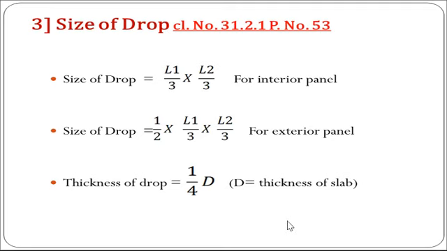Step number 3, size of the drop. Again we use IS 456 2000, page number 53, clause number 31.2.1. Size of the drop is equal to L1 by 3 by L2 by 3, that means a square, for the interior panel. Similarly, for the drop at the external edge of the slab, we provide 50% of this, L1 by 3, L2 by 3, 50% of this. Similarly, the thickness of the drop is equal to 1/4 of D. The drop which is next to the slab, near the column, is 1/4 of D, where D is the thickness of the slab, that is 25%.